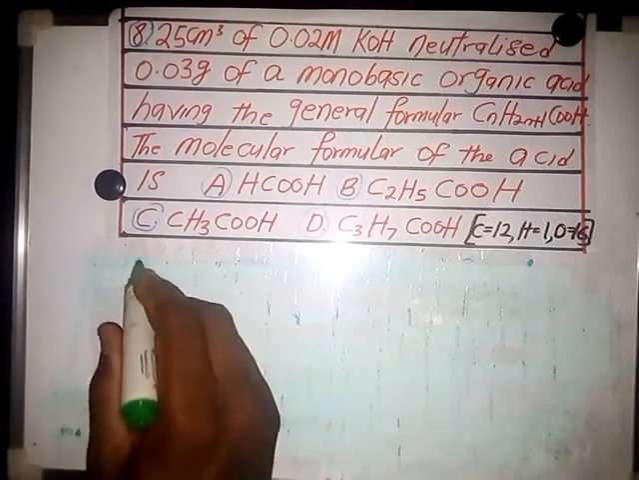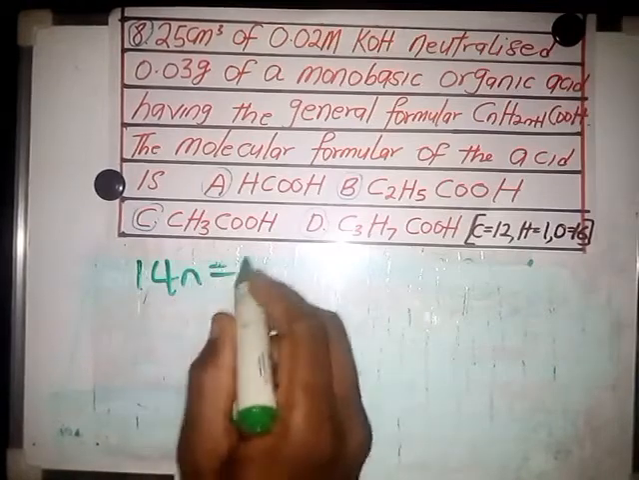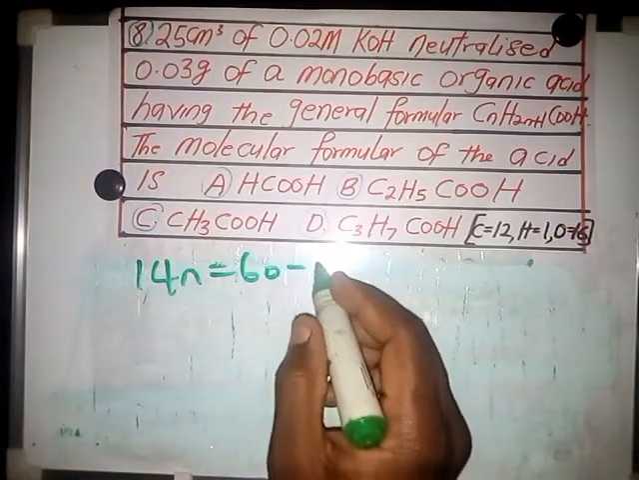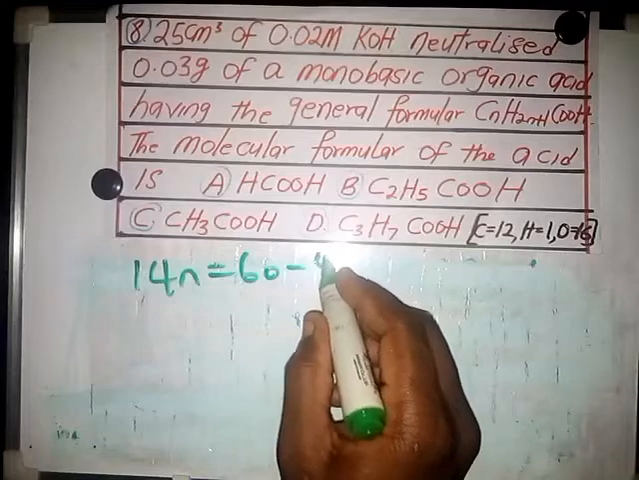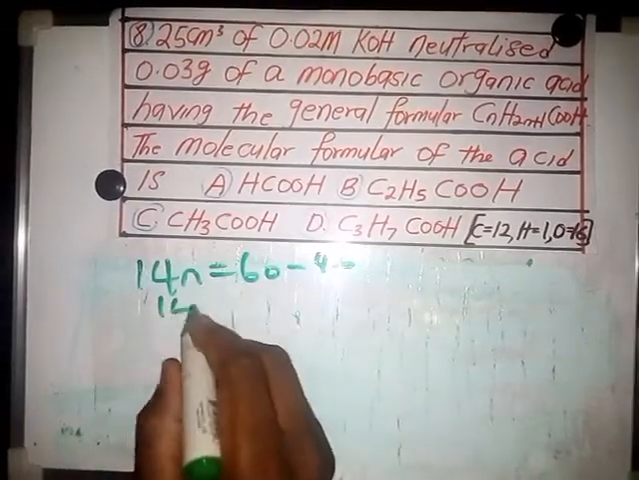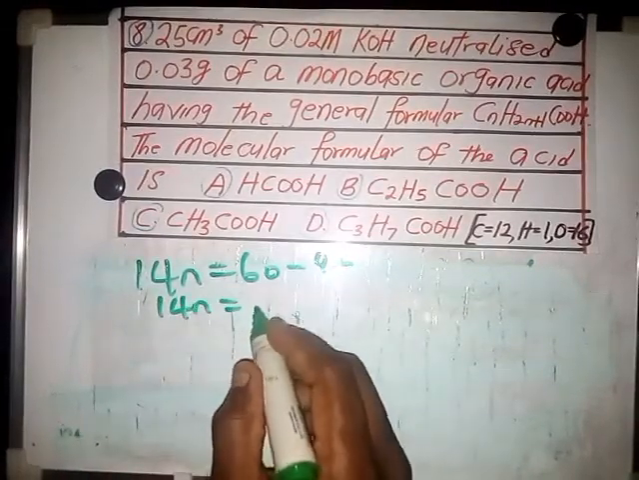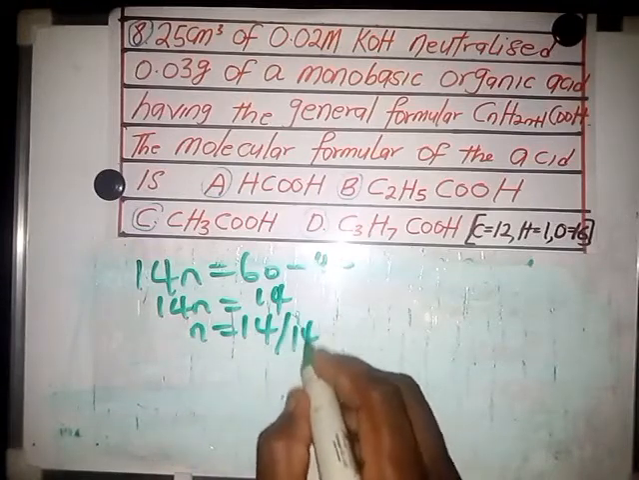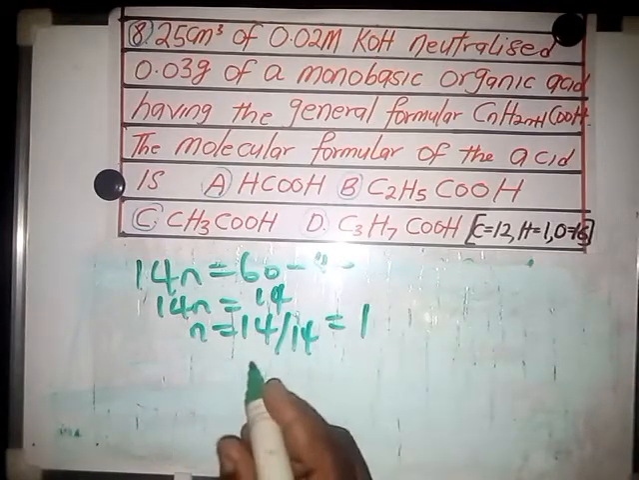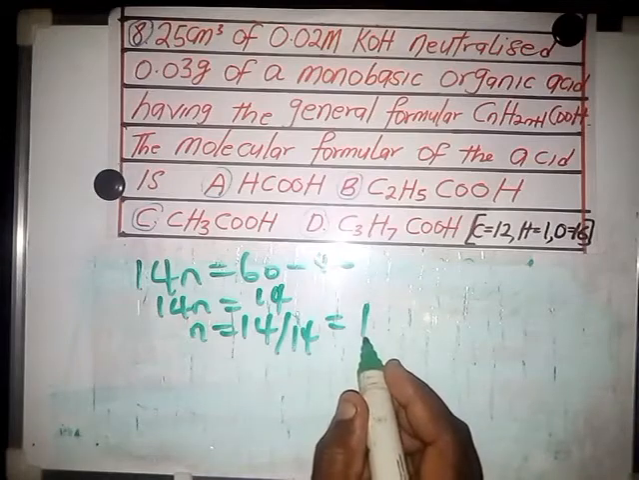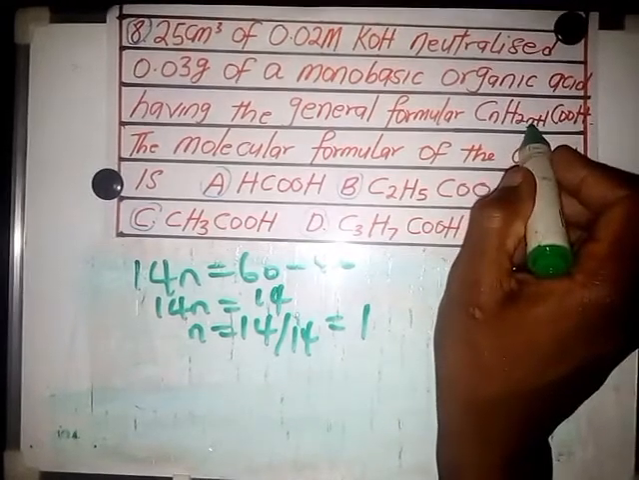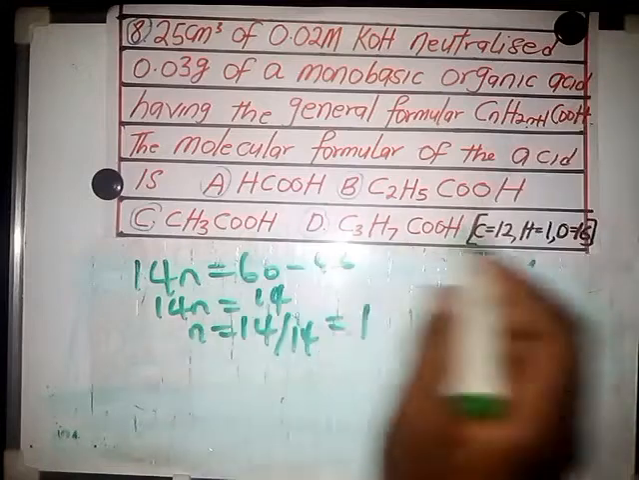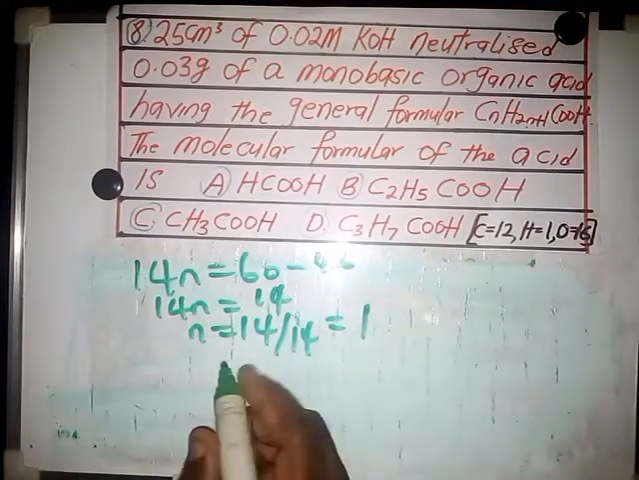So I said 40n equals 60 minus 46. That's 14n equals 14. n equals 14 over 14, which equals 1. So I want to now put this n equals 1 into this formula so that I can get the name of the compound.